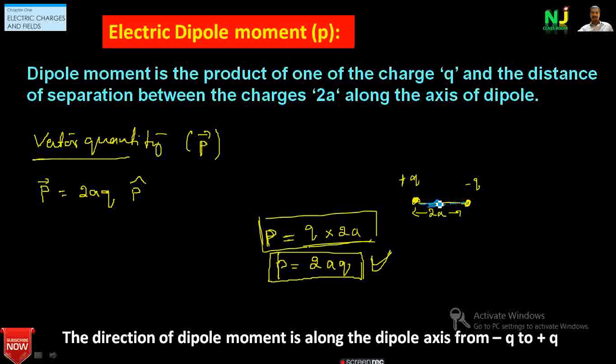Look here. What is the direction? The direction of the dipole moment is along the dipole axis from the minus q charge to the plus q charge. So this is the formula for calculating the dipole moment in vector form. What is p cap? P cap is the unit vector.